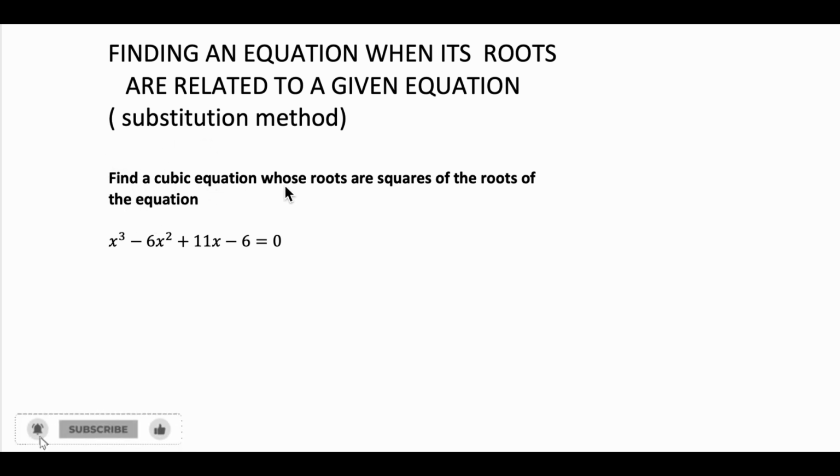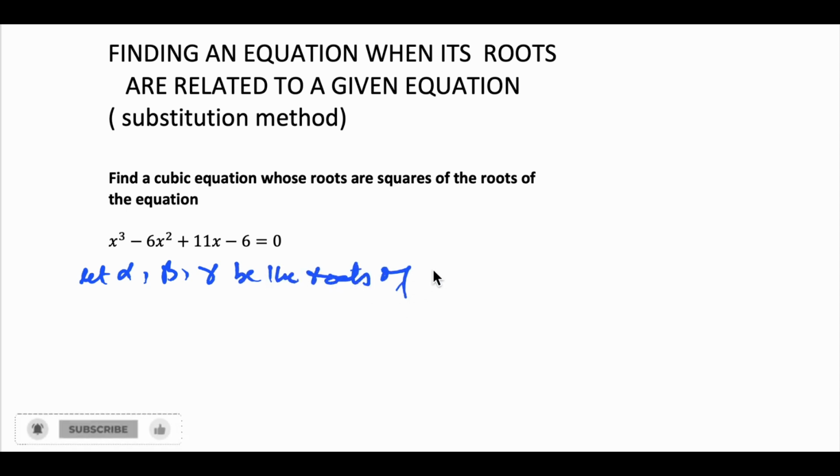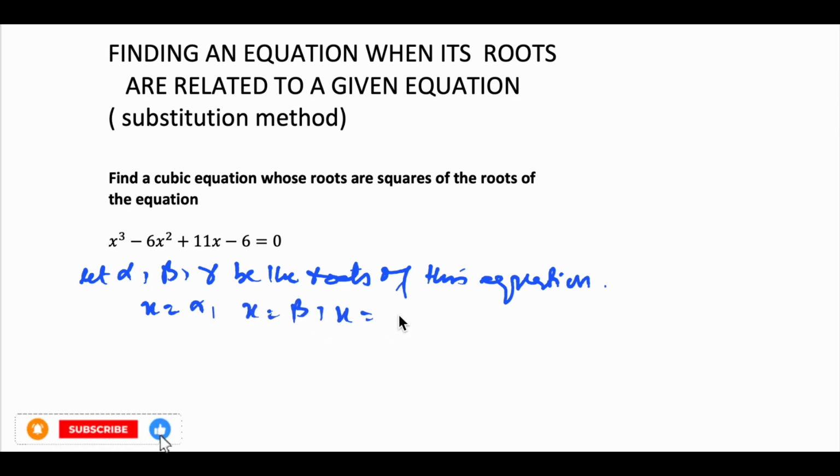The question says: find a cubic equation whose roots are the squares of the roots of the equation x cubed minus 6x squared plus 11x minus 6 is equal to 0. Let alpha, beta and gamma be the roots of this equation. If alpha, beta, gamma are the roots, I can say x is equal to alpha, x is equal to beta, x is equal to gamma.